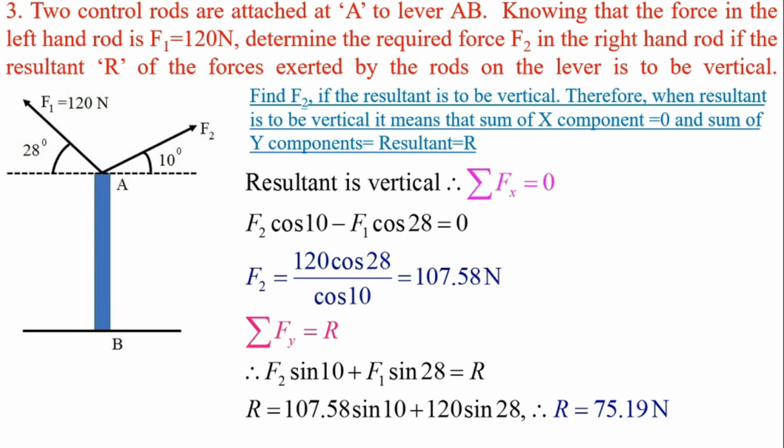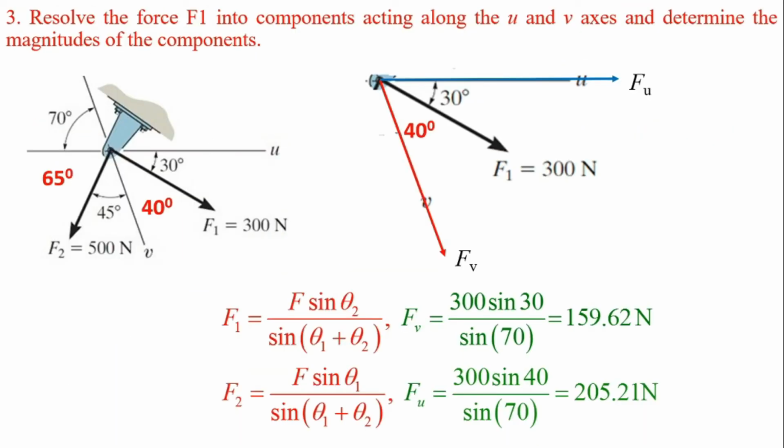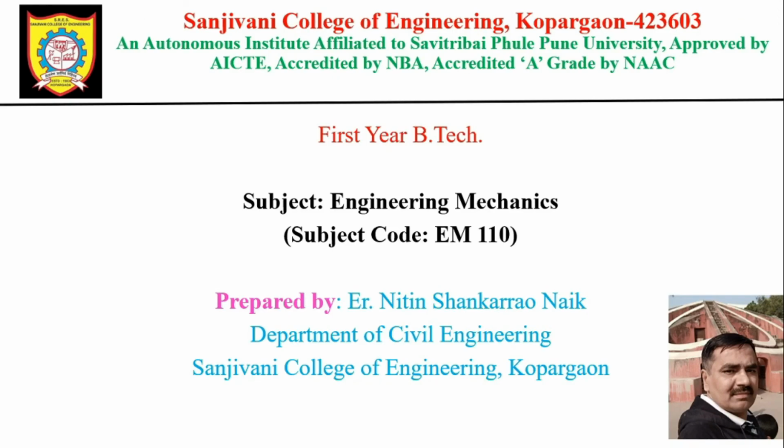In this way the resultant of the forces can be obtained. Actually, in this problem two forces are acting and their resultant is required. One can use the law of parallelogram of forces as explained earlier, and here we have used the method of resolution, particularly the condition that when the resultant is vertical, summation Fx is equal to 0 and summation Fy is equal to R. So, this is all about finding components of a force along two non-perpendicular directions, skew resolution, and finding the resultant of concurrent forces using the method of resolution.